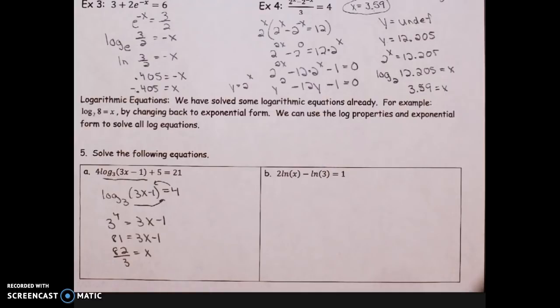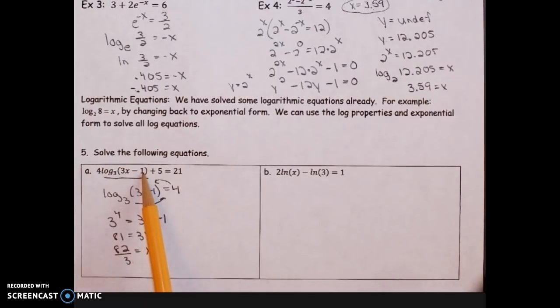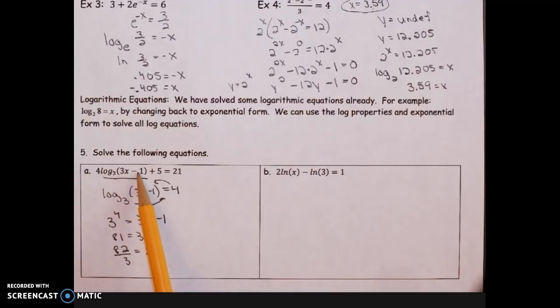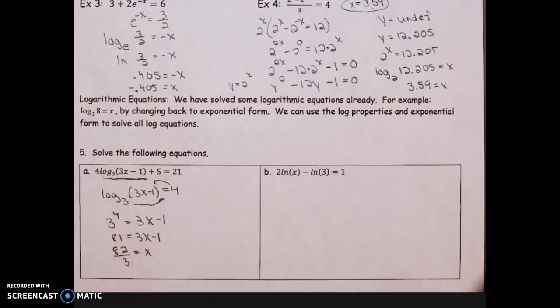Again, if I go back and I plug it in, 3 times 82 over 3 would be 82, minus the 1 would be 81. 3 to what power gives you 81 would be 4. 4 times 4 is 16, plus 5 is 21. Certainly you can plug it in your calculator, but you also could do this one by hand.